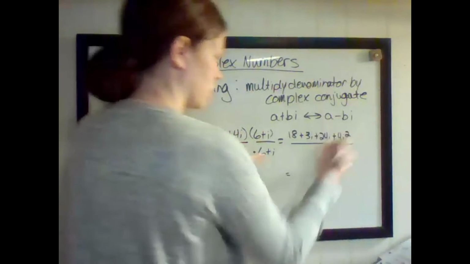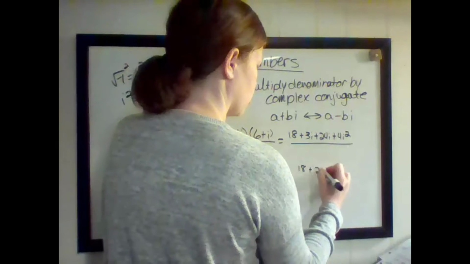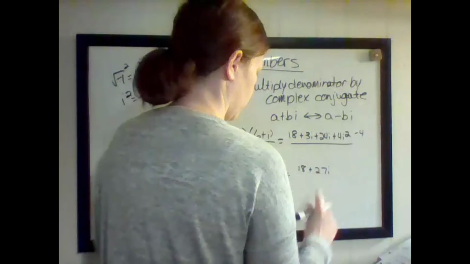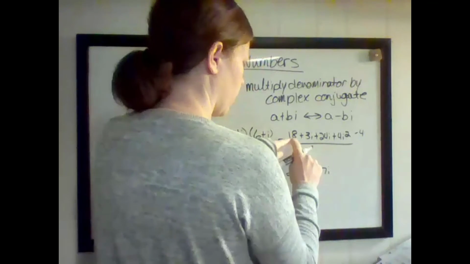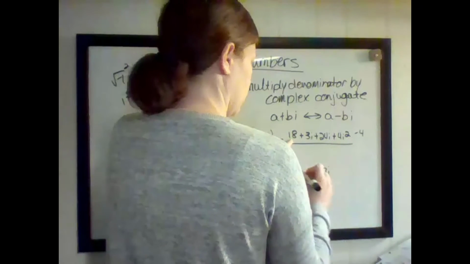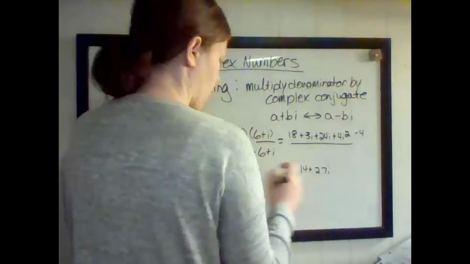Let's just keep working on the top for a minute. So 18 plus 27i, and this will be a minus 4. Let's just combine that right away. So I've got a positive 18, this will become a minus 4. So 14 plus 27i.